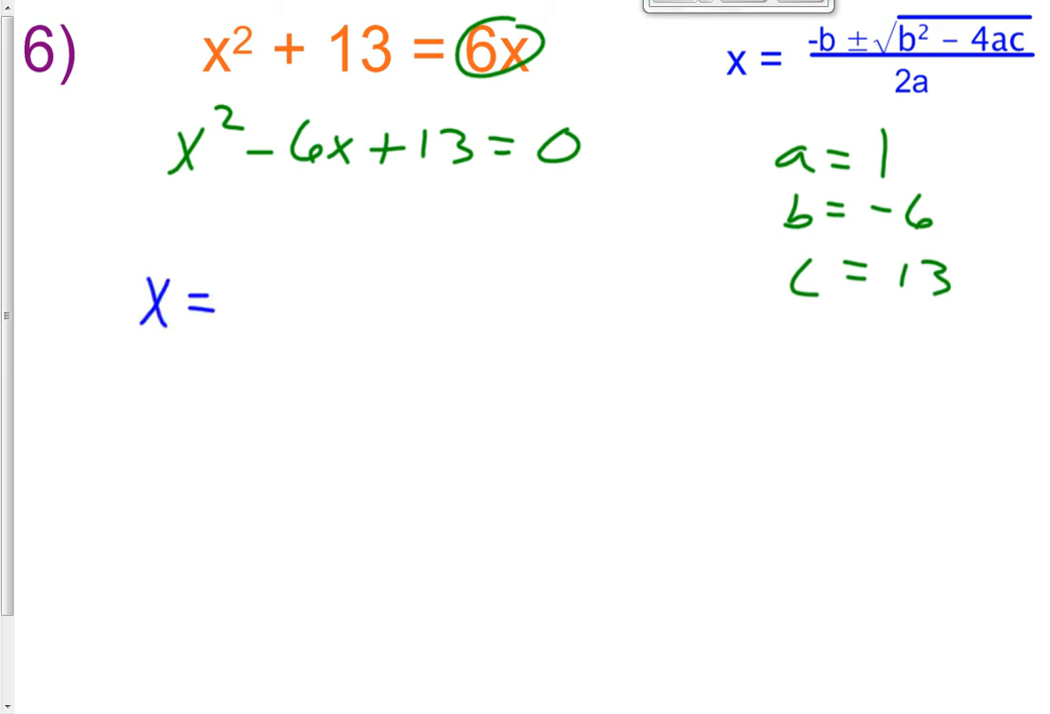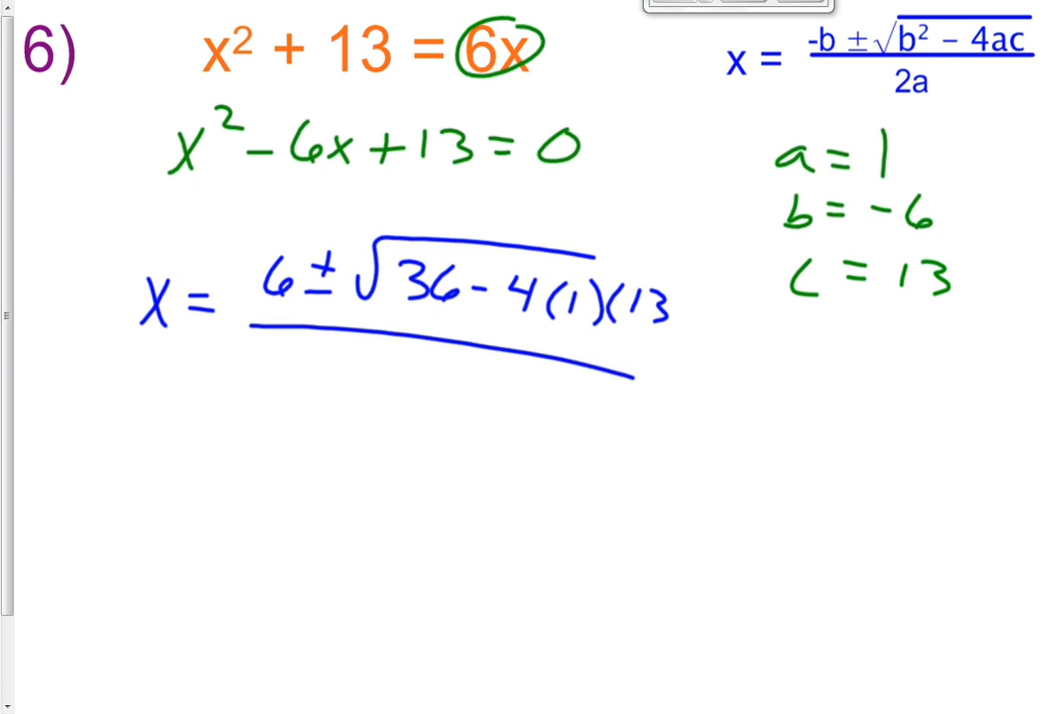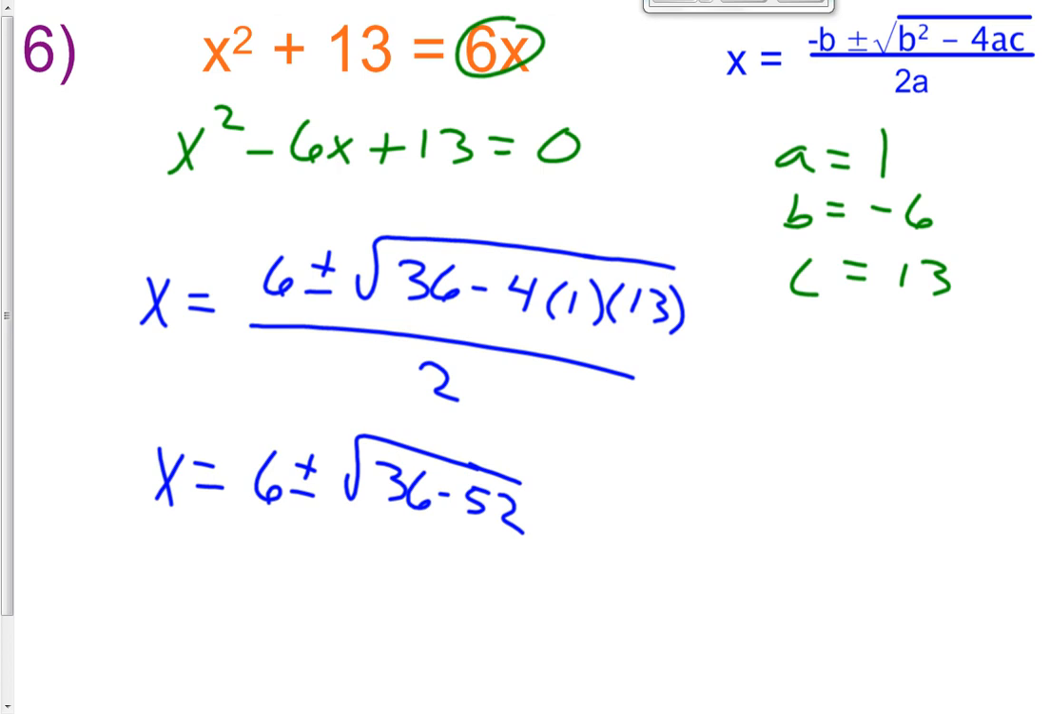x equals negative b plus or minus the square root of b squared minus 4 times a times c, all over 2a. The quicker you can memorize this formula, the better off you're going to be, the more efficiently you can do these problems. Negative 4 times 13 times 1, I guess, is negative 52. So we get x equals 6 plus or minus the square root of 36 minus 52, divided by 2.